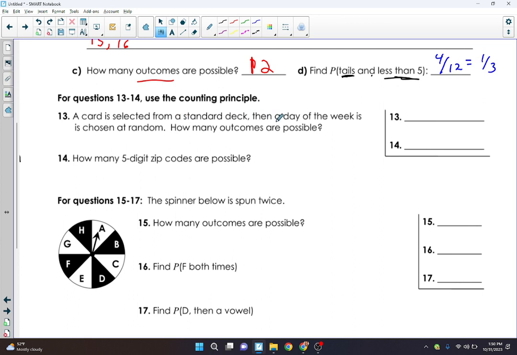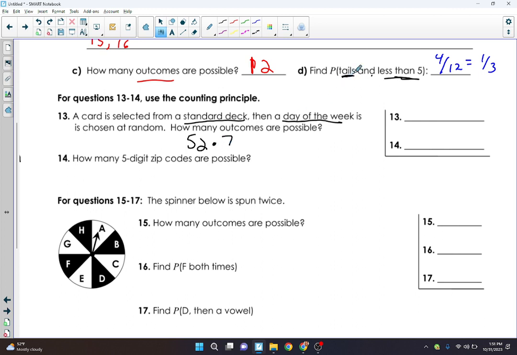A card is selected from a standard deck. On your test, I'll make sure there's no standard decks because I know some people just don't know cards. So it'll be like a bag of jelly beans or something like that. It will always be clear. But we'll still work with this. A standard deck and a day of the week. So a standard deck has 52 cards.